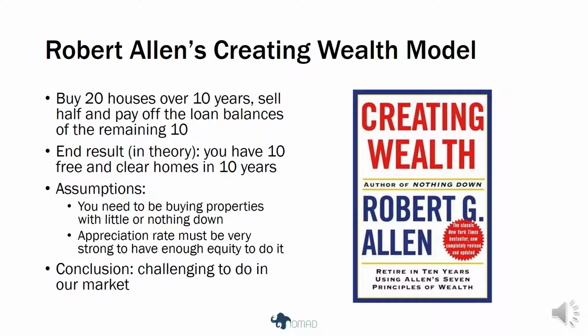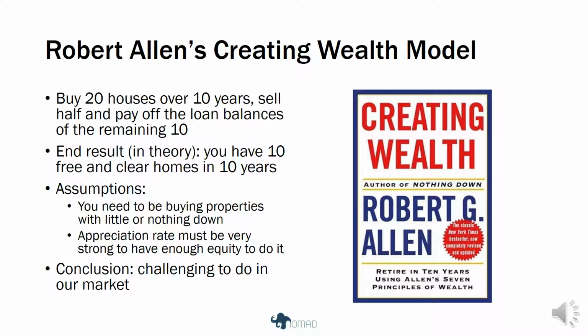So this model kind of came about. We started the Nomad model. A good friend of mine and I were talking over lunch one day about trying to do Robert Allen's model. And Robert Allen's model is you buy 20 houses over a 10-year period. So you buy 2 houses a year, and then at the end of 10 years, you actually sell off half of the houses, and then you have 10 houses free and clear with no mortgages on them, and you can live off the passive income. That's his model in his book, Creating Wealth.